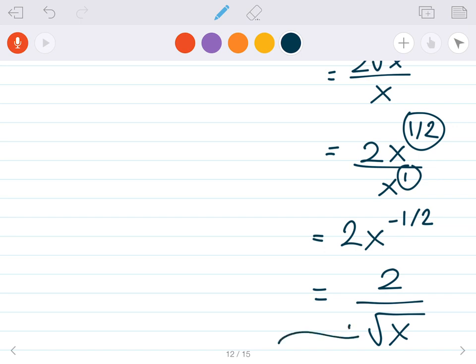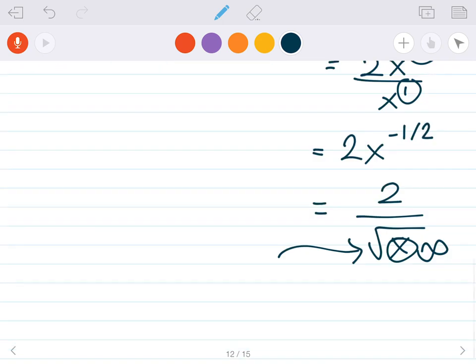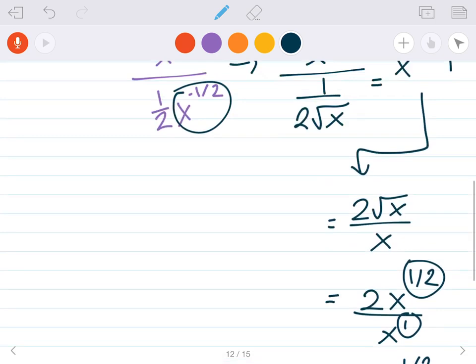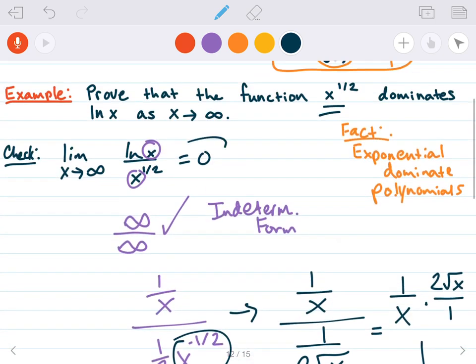So what happens as x goes to infinity? Well, I have 2 over something huge, right? Basically, I have 2 over infinity. And so this is going to go to 0. So that is my answer here. So yes, it turned out that this limit was 0. And so that proves that x to the 1/2 dominates ln of x. In other words, x to the 1/2 grows faster than ln of x.